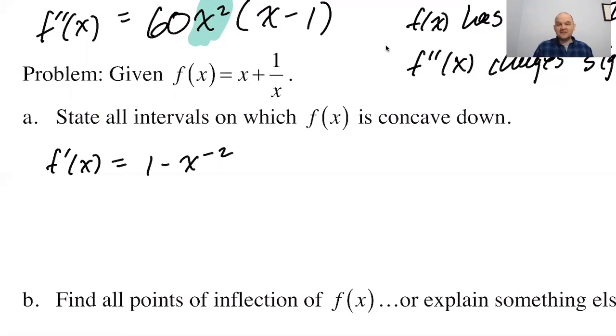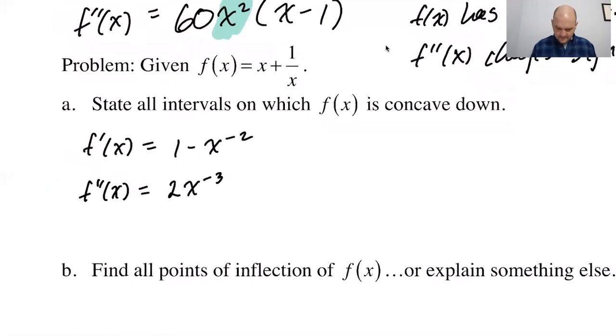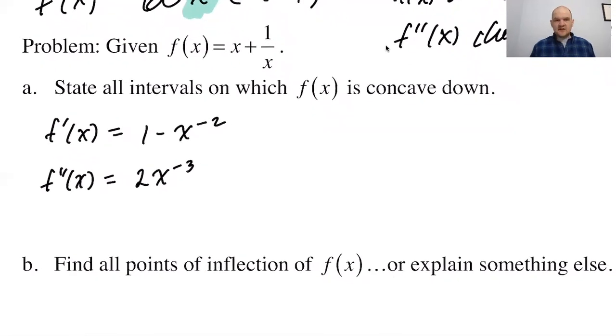I'm going to leave it like that until I find the second derivative. If I had to do more with this, I would rewrite it so that I could actually deal with it, but I don't need that. So I'm just going to find f double prime. The derivative of 1 is 0. Bring down the exponent, I get positive 2 because of the negative that's already hanging out there. Subtract 1, so I get 2x to the negative third. All right, intervals where the function is concave down. I can definitely do that.